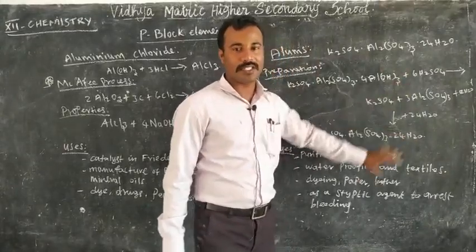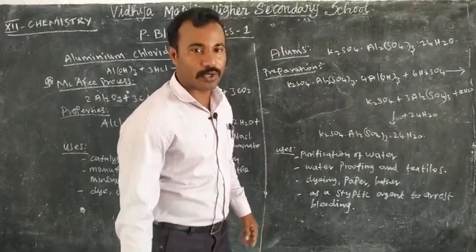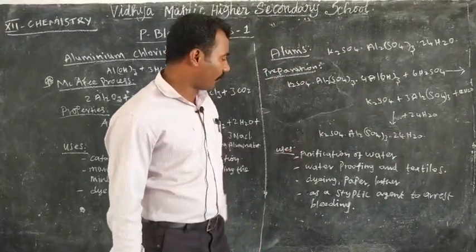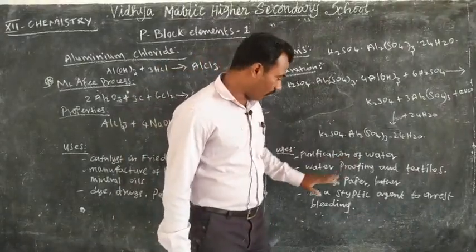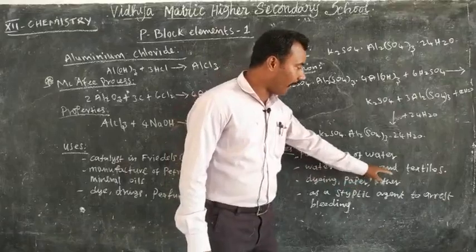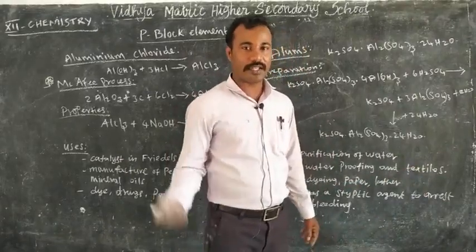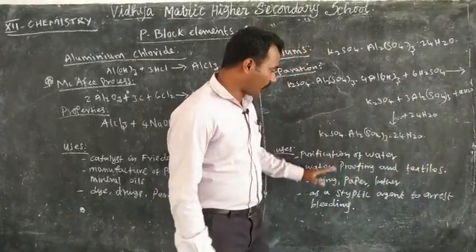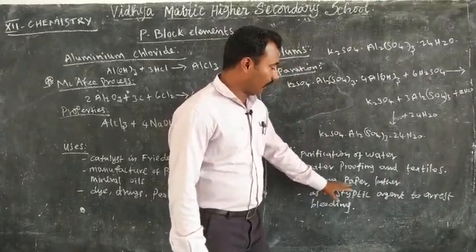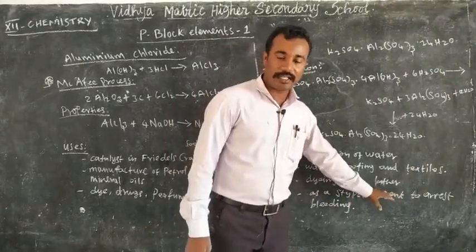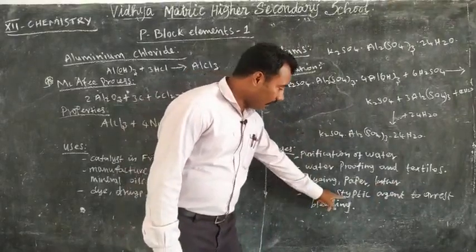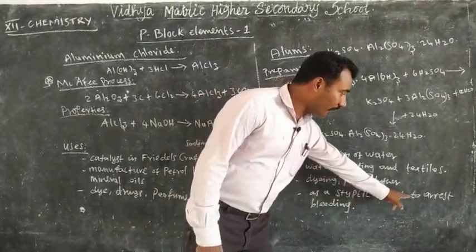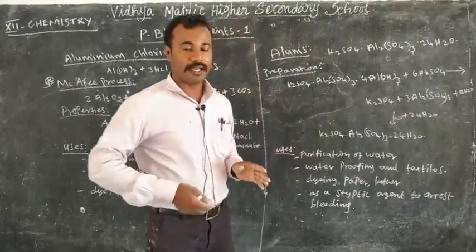This is the preparation of alum, preparation of potash alum. Uses of potash alum: purification of water, waterproofing and textiles, the manufacture of textiles, அதெல்லாம் இந்த பொட்டாஷ் alum யூஸ் பண்ணுறாங்க. Then dyeing, paper industries, leather industries and, very important, as a styptic agent to arrest bleeding.